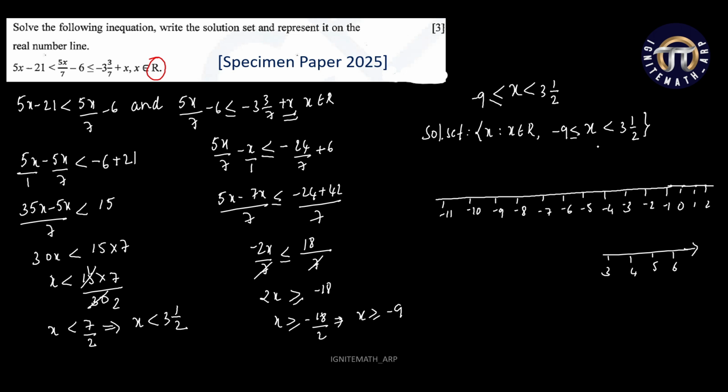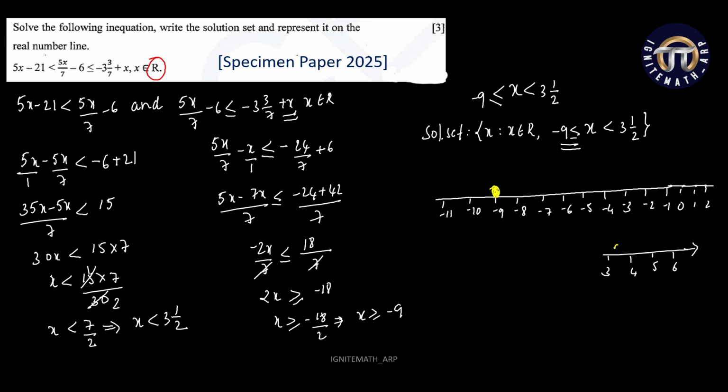Clear, children? See the lower limit here is minus 9. I will draw a circle on minus 9. It is greater than or equal to minus 9, so I need to darken this circle. And x is smaller than 3.5.